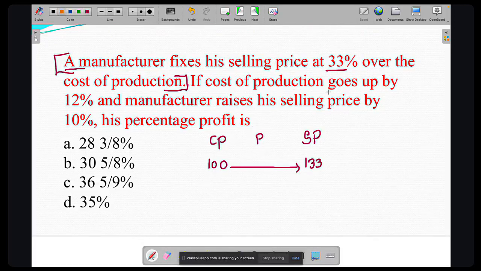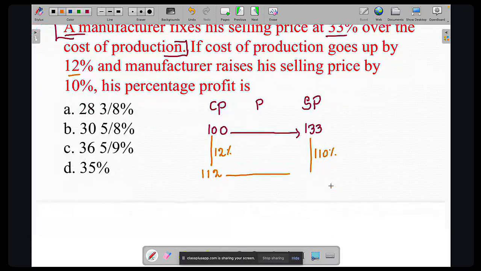Now if the cost of production goes up by 12%, cost of production is increased by 12% means now cost price will be 112% or 112 rupees. Is it clear? Yes, sir. Also selling price is increased by 10%. 10% increase means 110 percentage.